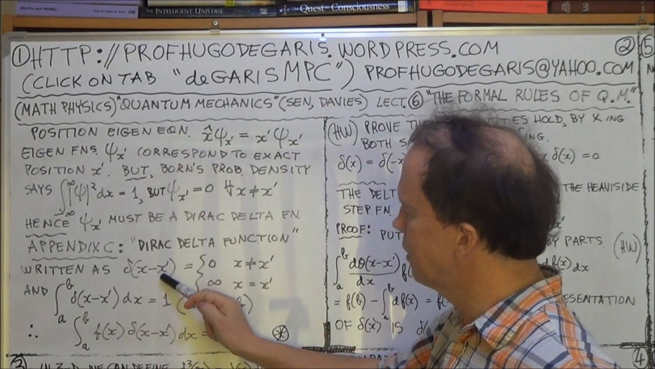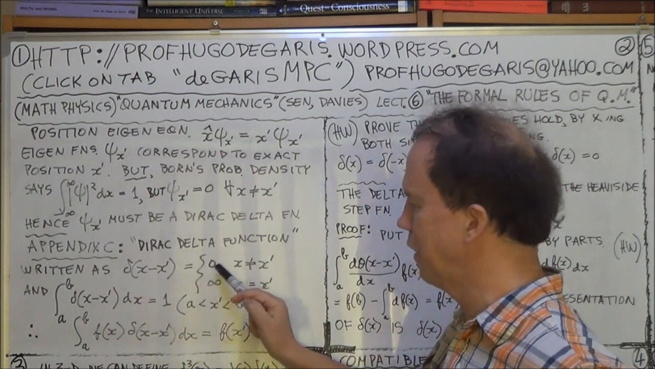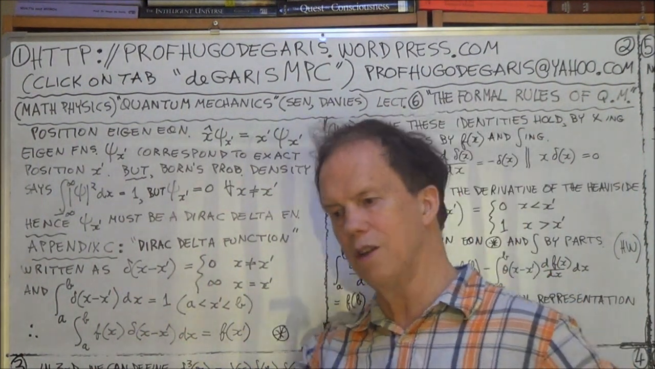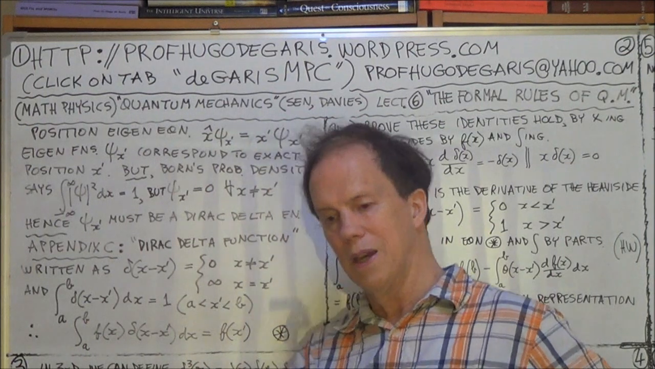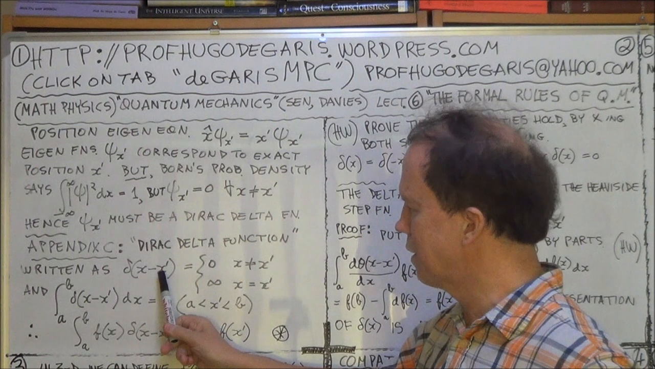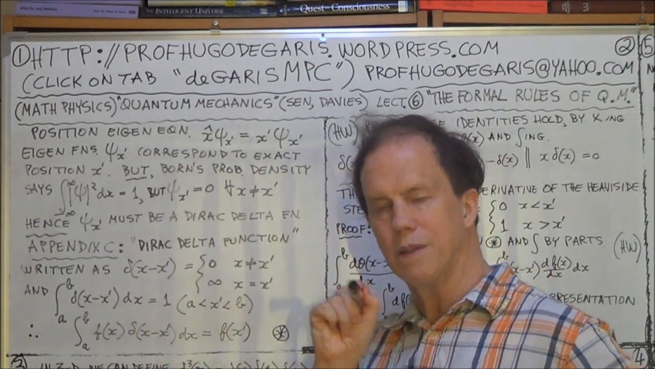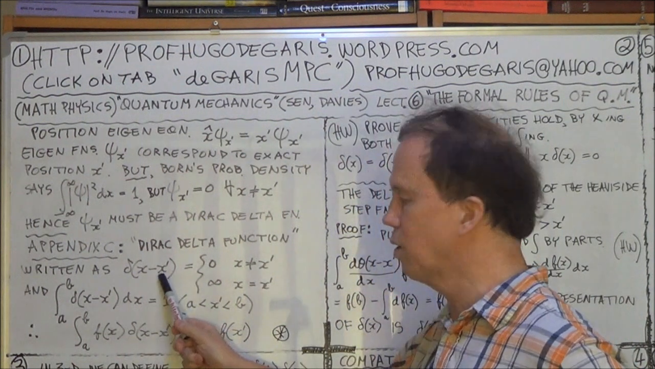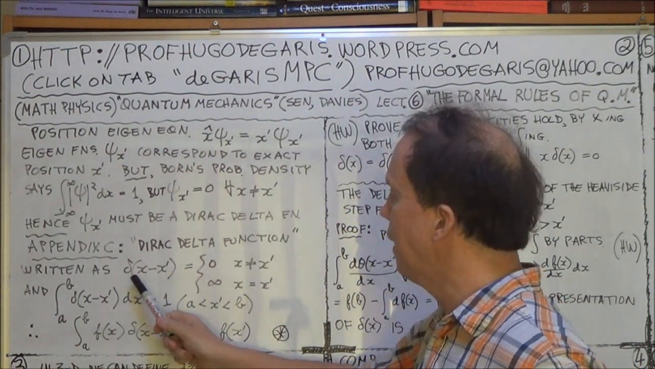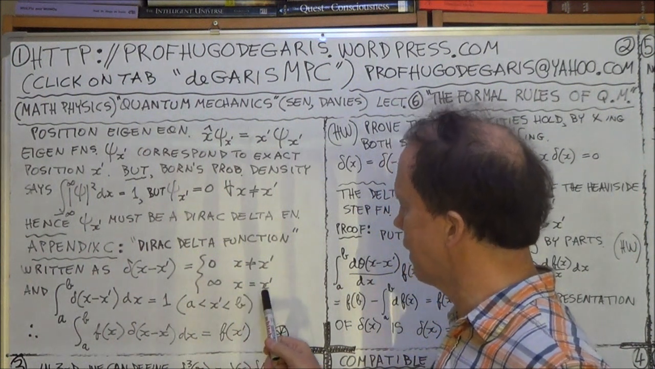x is not equal to x dashed, right? When x is not equal to x dashed, this delta takes the value 0. So it's just 0 everywhere along the x-axis, except at one point, which is x dashed. That's a constant position. It's a point along the x-axis, x dashed. Its coordinate is x dashed, right? And the value of this delta then is infinity when x actually equals x dashed.